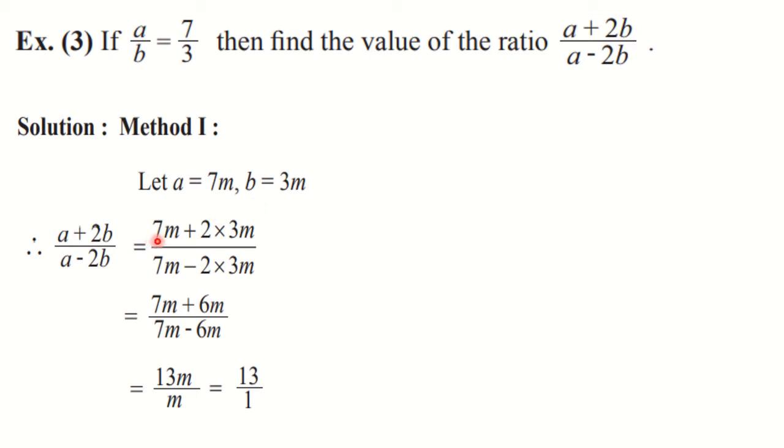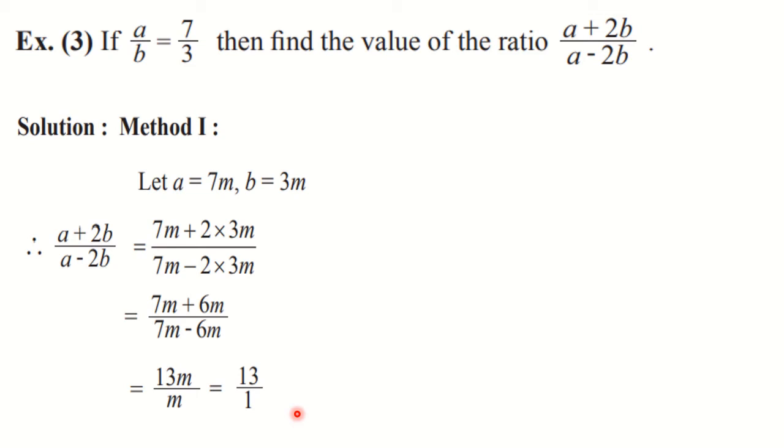Okay, so what are we going to get? 7m plus 2 into 3m upon 7m minus 2 into 3m. So 7m plus 6m upon 7m minus 6m. So 13m upon m. m and m are cancelled. So your answer is 13 upon 1. See, it's a ratio. So you need to write it in the form of 13 upon 1, which is the same as 13. This is the first method.